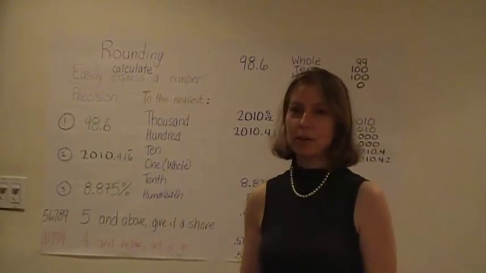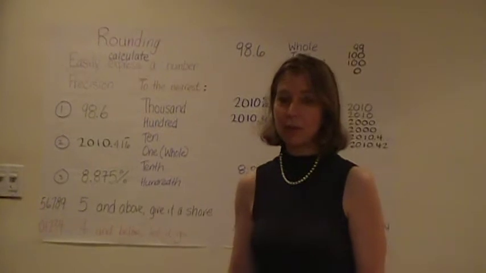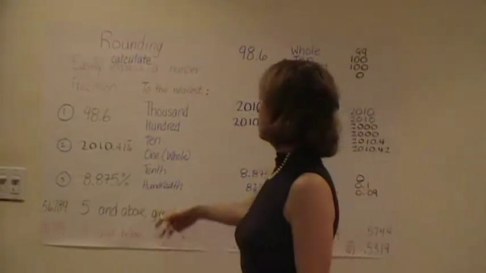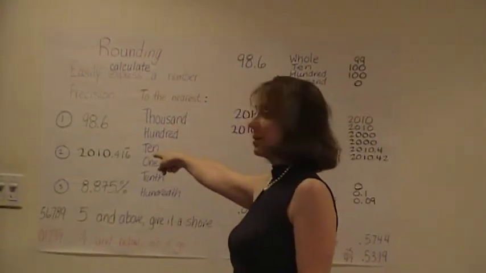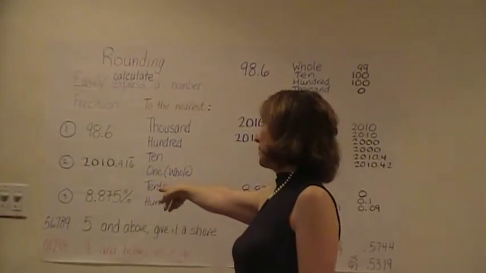The reason that we like to round is because it gives us an estimate, lets us communicate it more easily, more effectively, and also because it lets us work with numbers together much more easily. So the three numbers we're going to talk about are 98.6, 2010.416, and 8.875%.